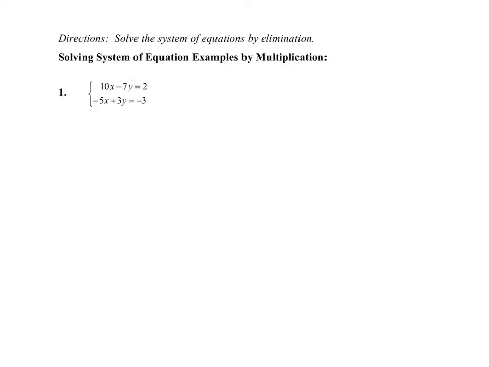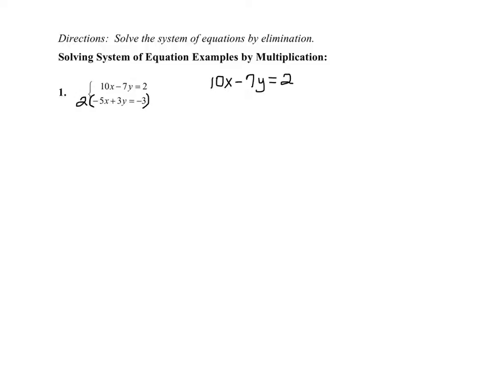If you notice here, if we double 5, we get a 10. Therefore, we have to use a least common multiple to find the additive inverse. So, since all we're doing is doubling our negative 5x, we're going to multiply our second equation by 2. So let's first rewrite our first equation. 10x minus 7y equals 2.